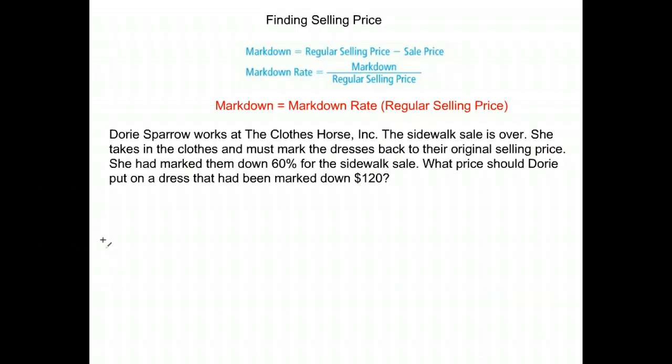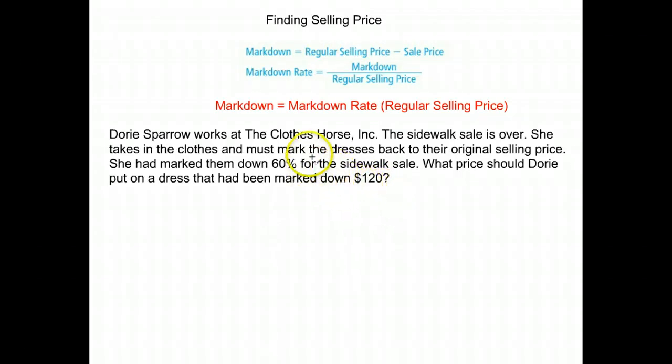All right, Dory Sparrow works at the Clothes Horse Incorporated. The sidewalk sale is over. She takes in some clothes and must mark the dresses back to their original selling price. Okay, so they were on sale, but now that the sale's over, they're going back to the regular price. She had marked them down 60% for the sidewalk sale. What price should Dory put on a dress that had been marked down $120?